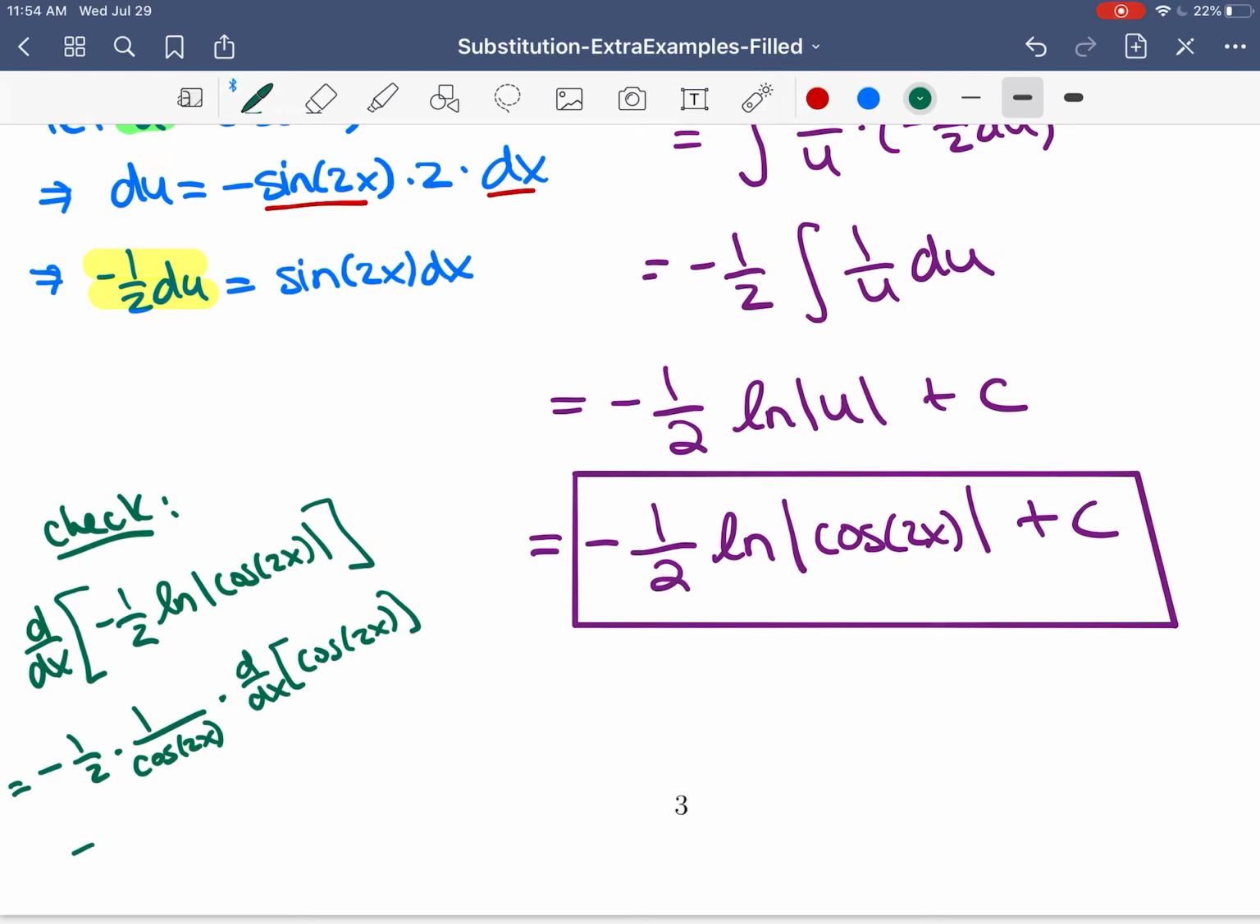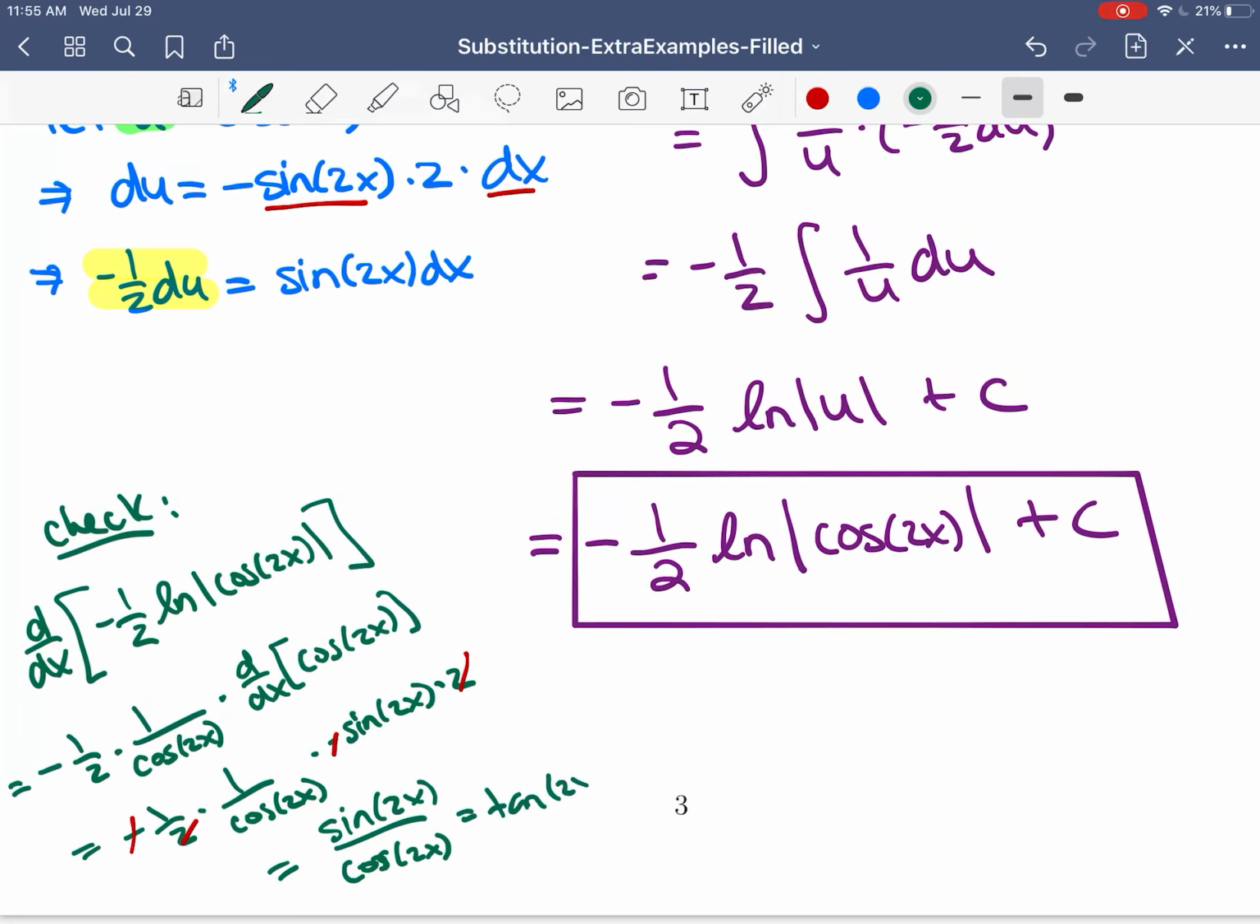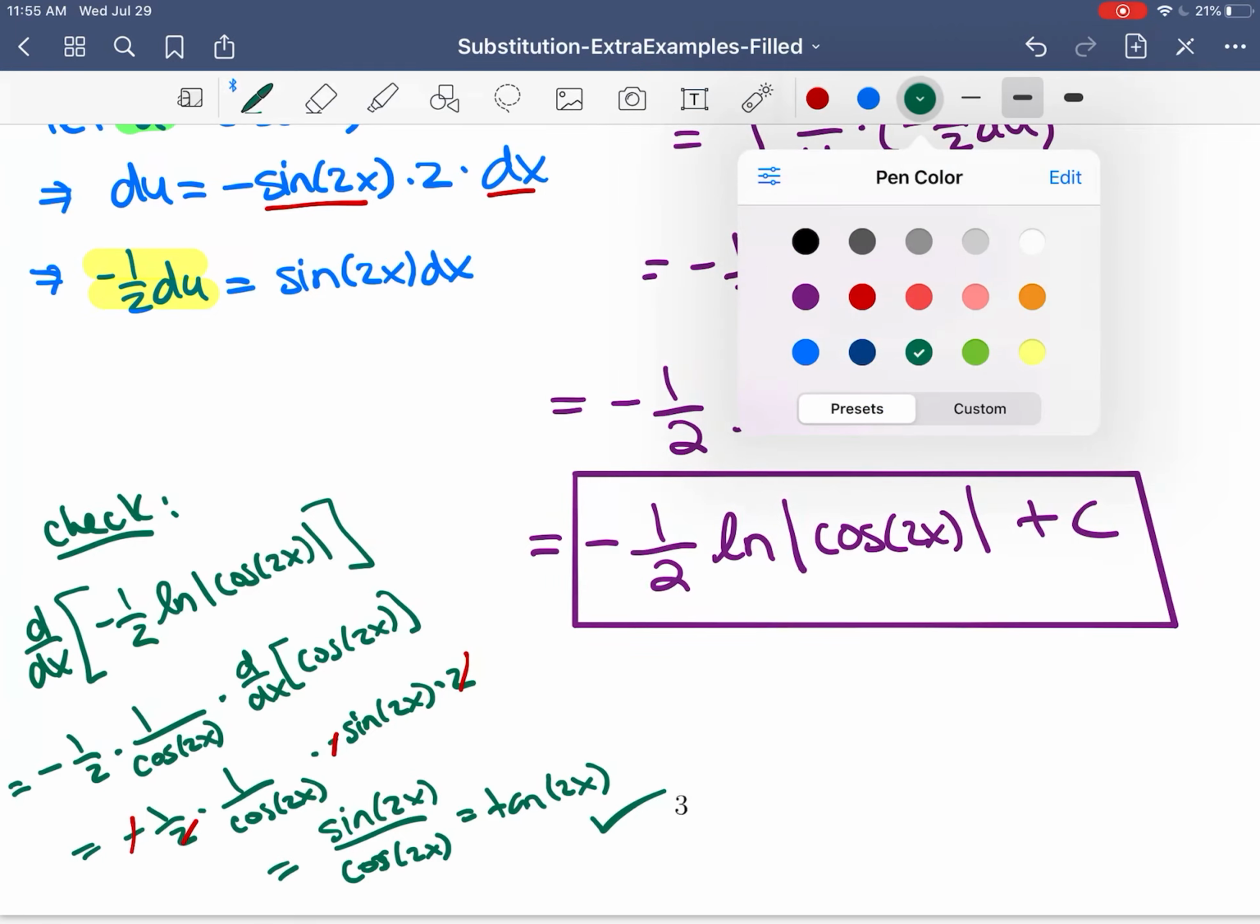Okay, which we just did actually. So this is negative 1/2 times 1 over cos of 2x. And then this is going to be negative sine of 2x times 2. Okay, so I see the 2's cancel out. The negatives cancel out. So I get sine of 2x over cos of 2x left over, which is actually tan of 2x, which is what I started with. So I know that I got the correct antiderivative.